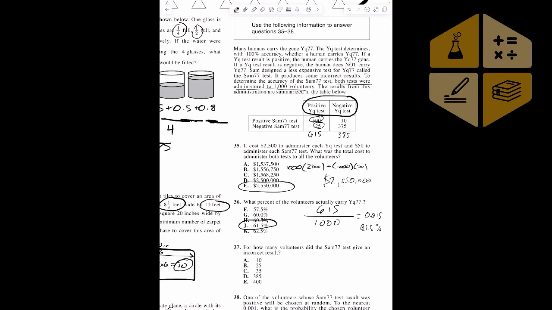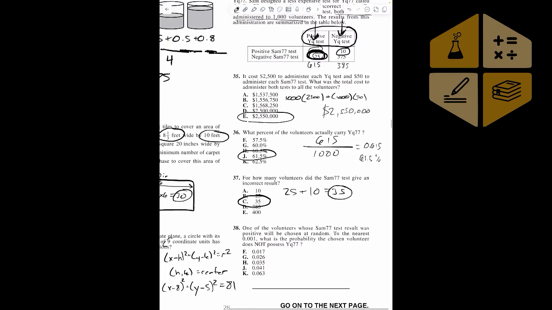37. For how many volunteers did the SAM 77 test give an incorrect result? So here we're not even looking for percentages. It's just asking us how many total people got an incorrect result. Well, if this is the column of people that definitely have a positive test, well, look, this many people, the 25, got a negative SAM one. Okay, so that's wrong. So it's 25 plus, if this is the column of people who definitely got a negative test, well, these 10 people got a positive one, so that's also wrong. So 25 plus 10 equals 35, and that's why I know 37 is C.